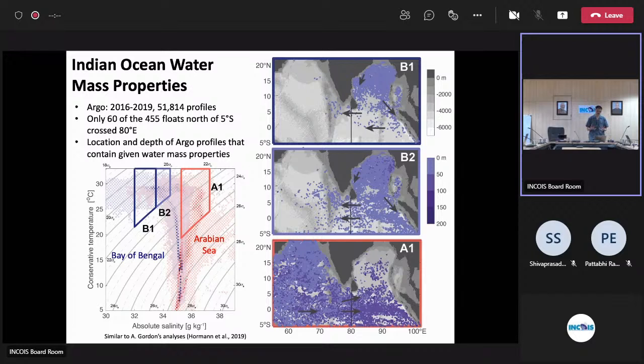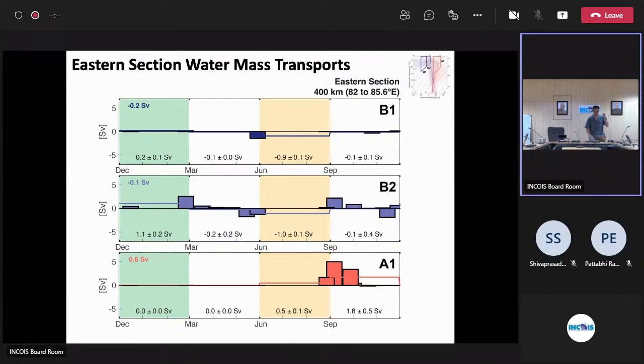Now the interesting part of this is to calculate the volume transport by water mass class. We can do that by taking the map sections that we have. We have velocity and we have temperature and salinity. So for each cell, we can define a TS value, define its water mass class, and then apply the geostrophic velocity of that cell and sum them all up to get transports within the various water mass classes. So that's what's been done here.